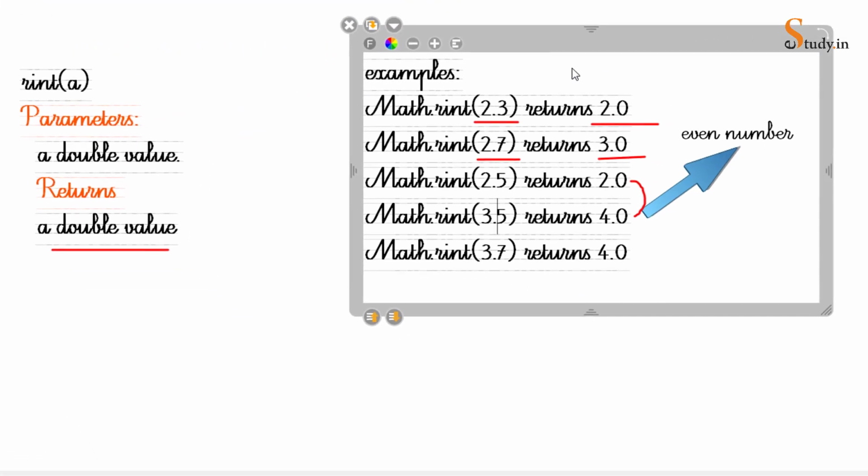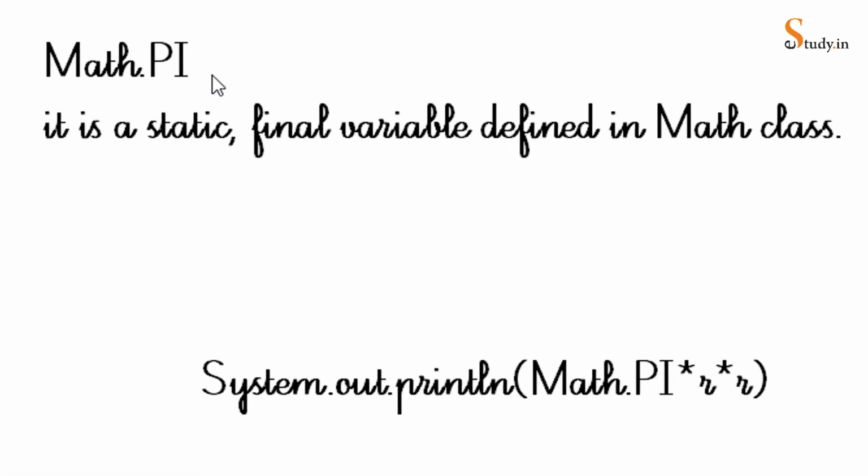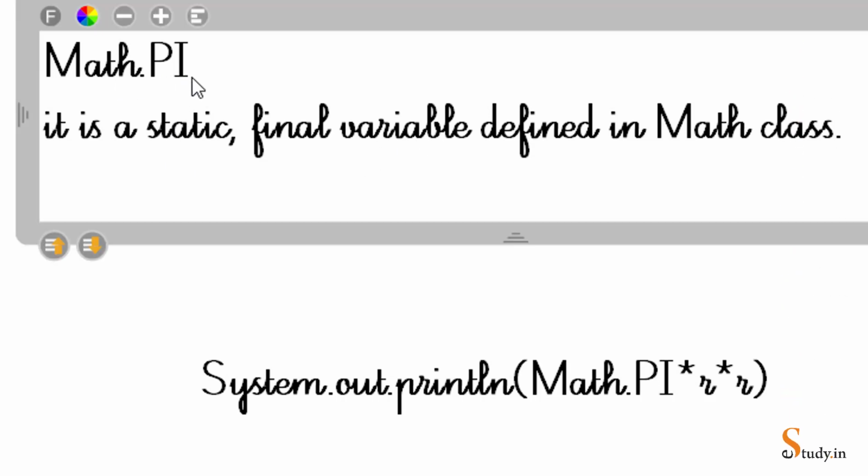Now the last topic of this video is Math.PI. Math.PI is basically a static and final variable which is defined in the Math class, and PI has to be written in capital letters. It is a static variable because we are using the class name dot variable name, and it is final, so it's a constant defined in the Math class, and we cannot change its value. And what is the value of pi? 3.14. Because we do not have the pi symbol in Java, instead of writing 3.14, you can use this variable Math.PI.